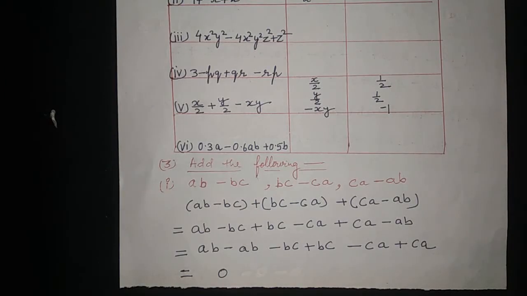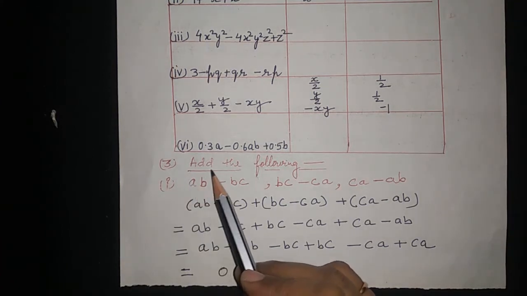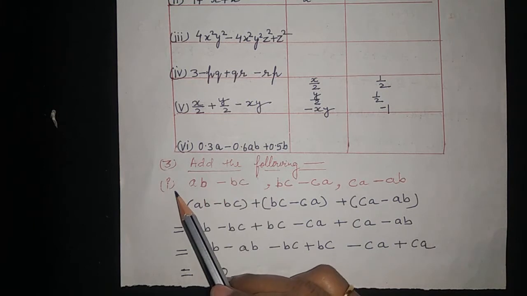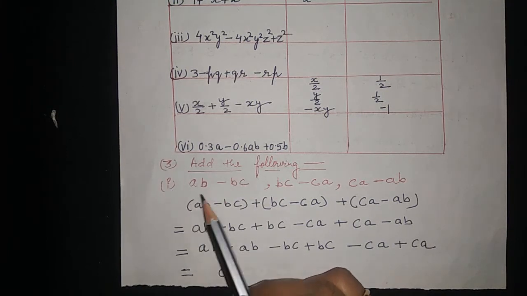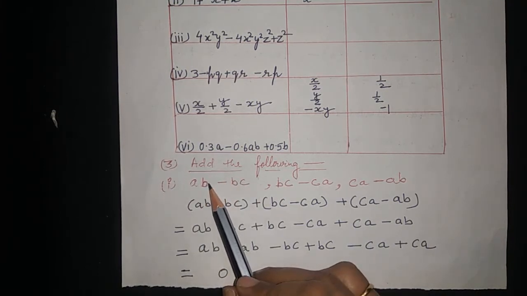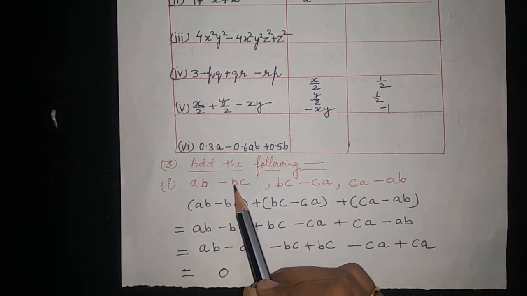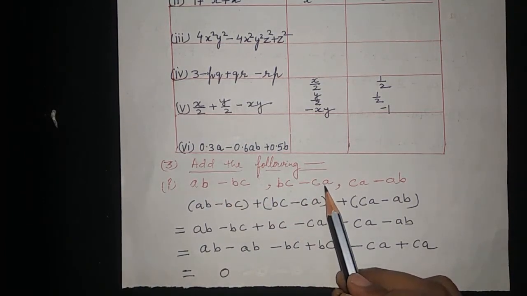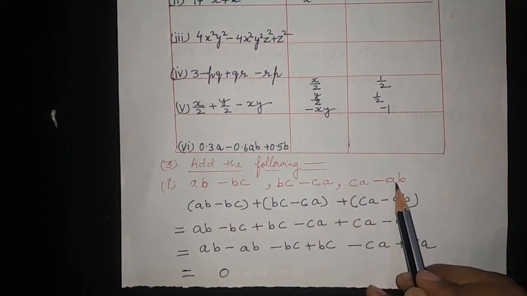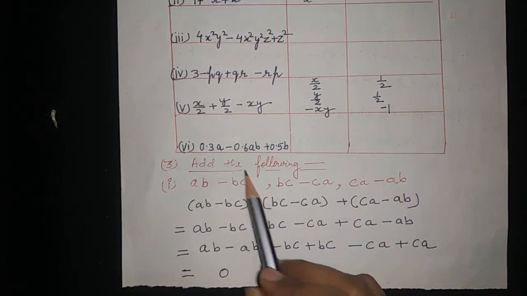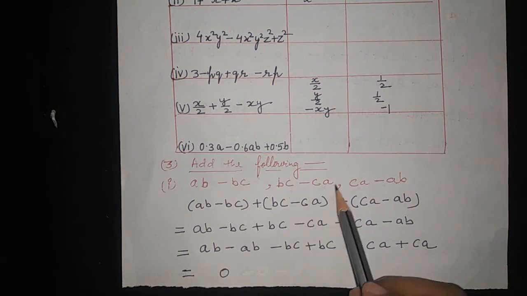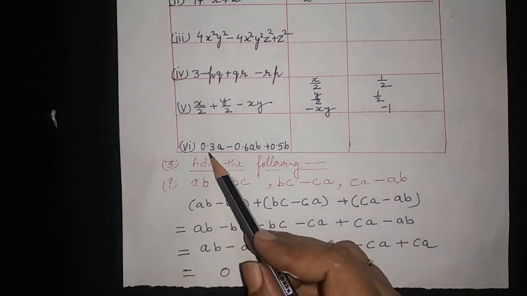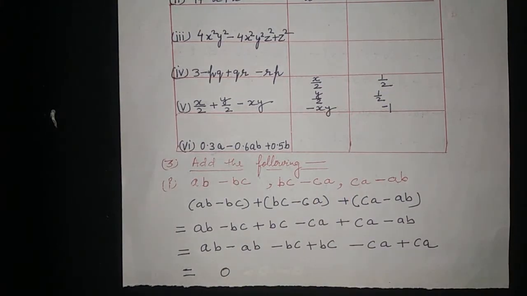Now students, see the third question. Add the following. Here in this question, in the first part, you can see 3 expressions: AB minus BC, BC minus CA and CA minus AB. This is the first expression, this is the second expression and this is the third expression. And what we have to do? We have to add.